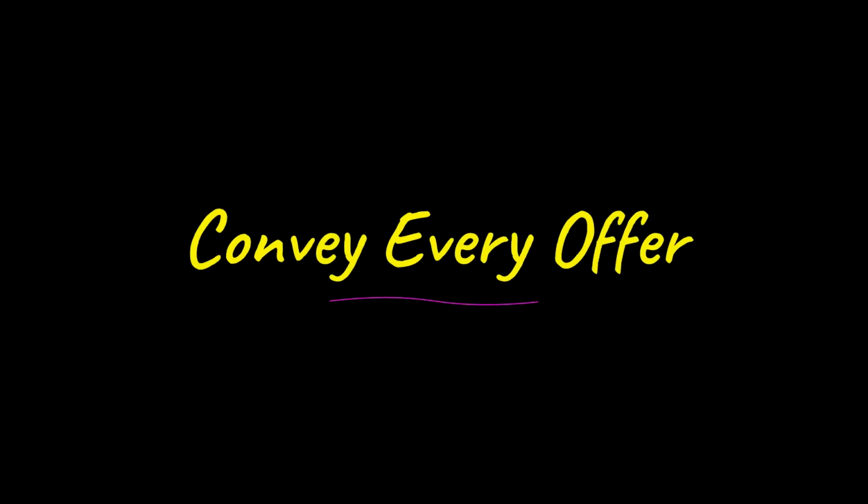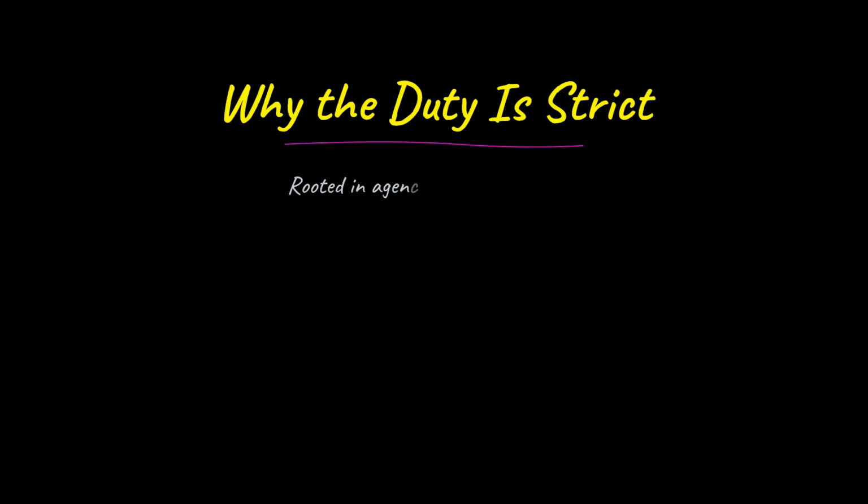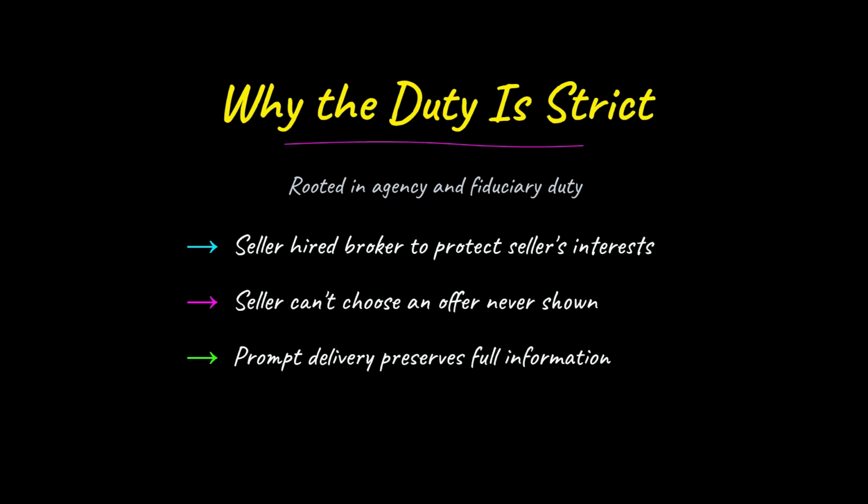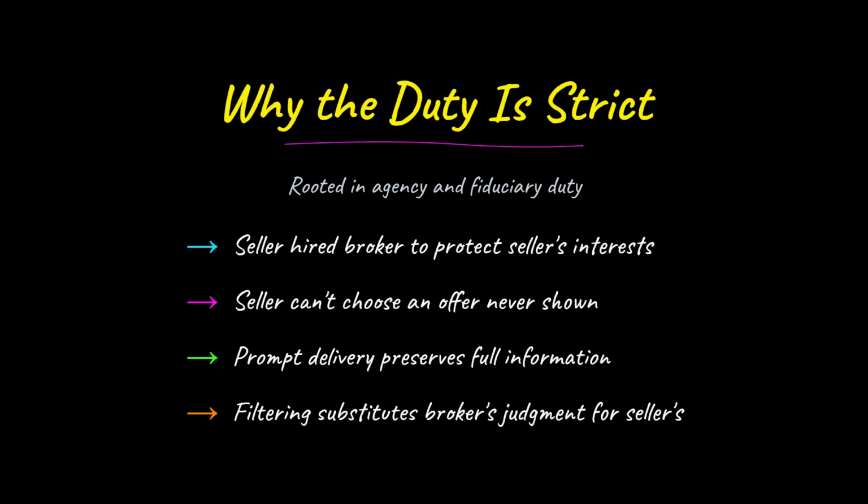When a listing broker receives offers on a seller's property, the broker holds them on the seller's behalf. Massachusetts rules require prompt delivery of every offer because the choice to accept or reject belongs to the seller, not the broker. This duty flows from the agency relationship and the loyalty the broker owes the seller. Since the seller can't make an informed choice about offers never seen, the rules require every offer to reach the seller promptly, preserving the seller's rightful decision.